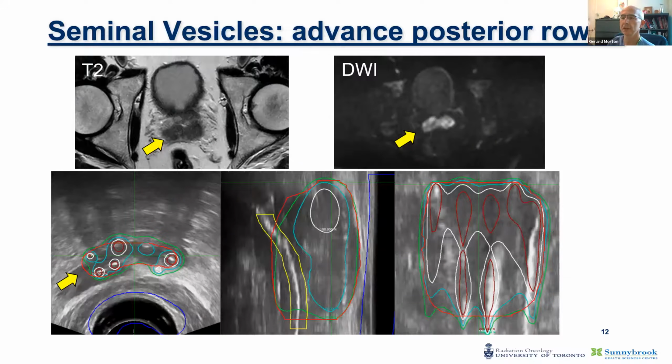This is very similar to what Dr. Krauss showed. This is a patient with seminal vesicle invasion. Treating this with HDR is a piece of cake. All you've got to do is advance the posterior row or posterior rows into the seminal vesicle, and you can get very nice coverage. You can see here seminal vesicle invasion on T2, on the diffusion weighted images, and on the ultrasound. And we can usually cover these very simply just by advancing the posterior rows of catheters.